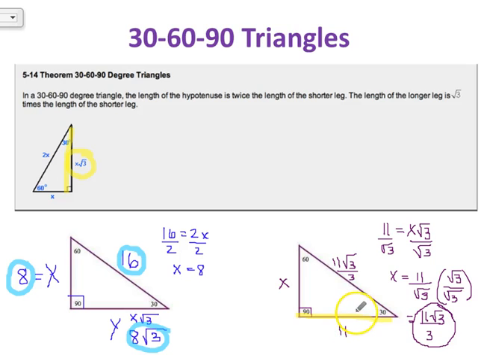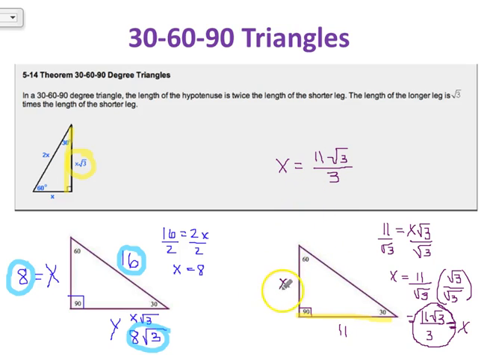All right, so that is our value of x. We just found our value of x. I don't know why I just rewrote that up there. Sorry, I'm going to take that away. X equals 11 radical 3 over 3, I'm going to write this up here. That's our value of x.